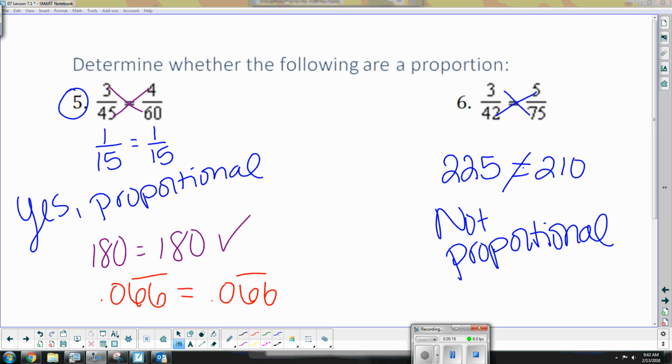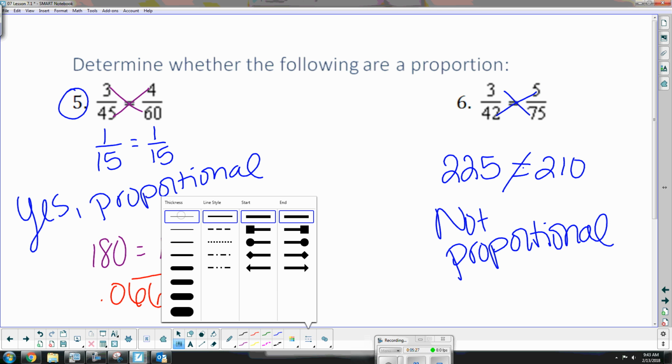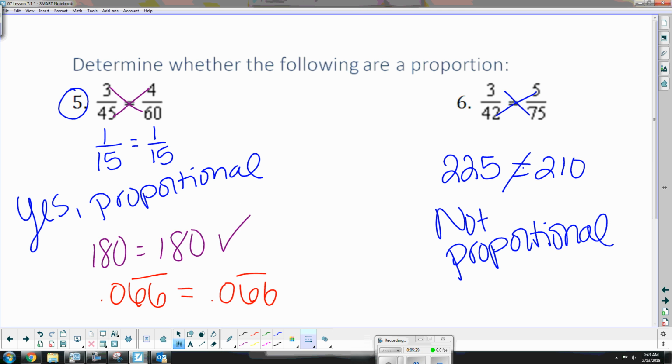In the second example, number 6, if you cross multiplied, you got 225 is equal to 210, which is not true, therefore it is not proportional. If you reduce these to simplest form, 1/14 is not equal to 1/15. Not proportional.